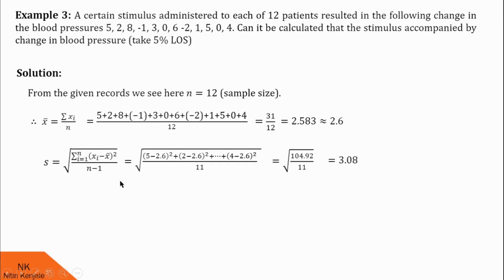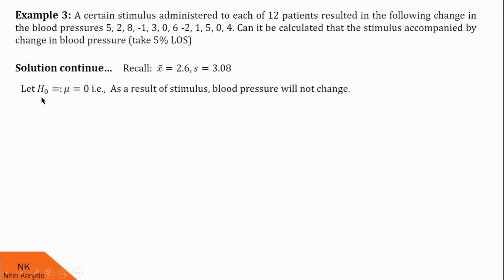Now let us proceed to define null and alternative hypothesis. First we define null hypothesis H0. Here we say that as a result of stimulus, blood pressure will not change. So when I say so, mu is equal to 0. That is, the mean change is 0. Alternative hypothesis will be opposite of this. Mu is not equal to 0. That is, as a result of stimulus, blood pressure will change.